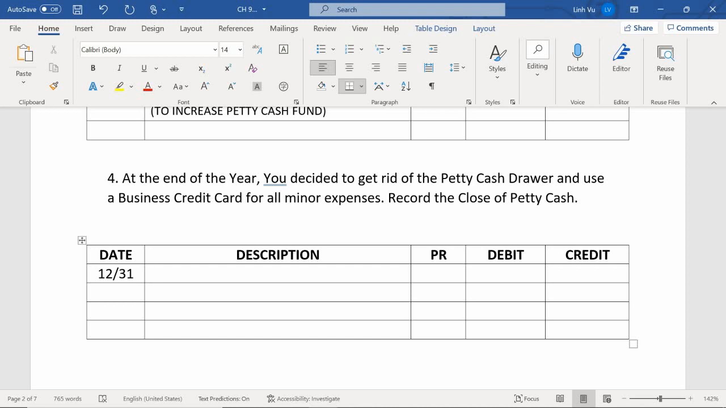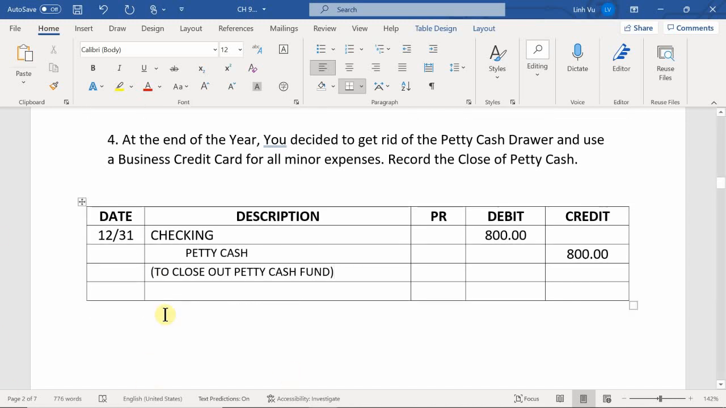Checking account to petty cash. Good. For how much? For $800. Good. So in this case, you're not going to pocket the $800 and carry it wherever you want to go. You're going to put it directly into your checking account. And my note here is going to be to close out petty cash fund.